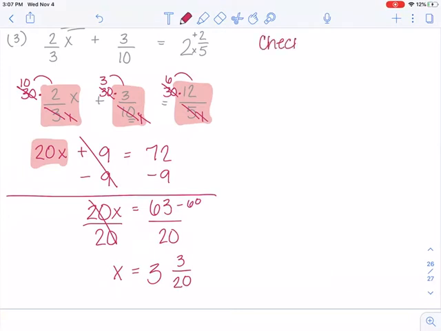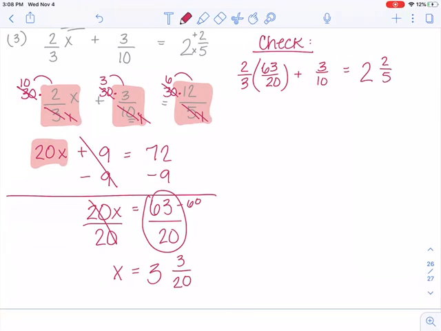Now we're going to do our check. For our check, we're going to actually use our improper fraction. It'll be a little bit easier than having a mixed number. So we're going to put this back into our x. So we're going to have 2/3, and instead of x, we're going to have 63 over 20, plus 3/10 is equal to 2 2/5. Again, I put that in for my x up here.